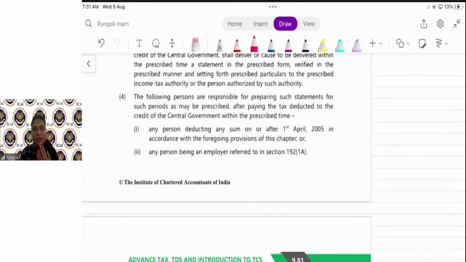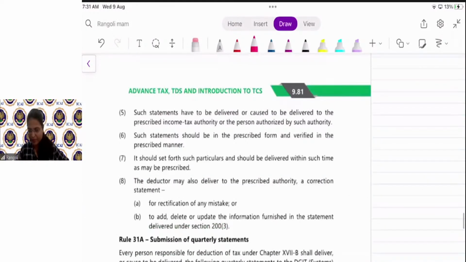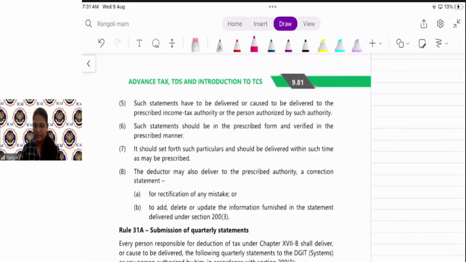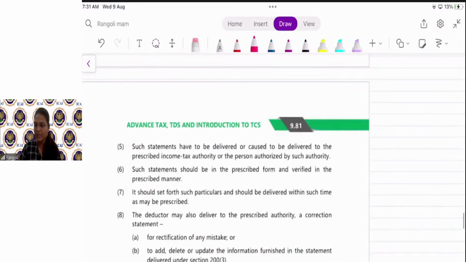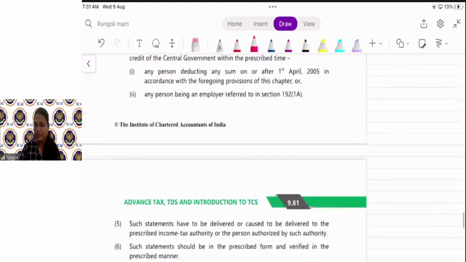The following persons are responsible for preparing such a statement for the period as may be prescribed, after paying the tax deducted to the credit of the government within the prescribed time. And if the deductor, that is the payer, is required to prepare the statement, it needs to be reported to the government. That is the TDS return.